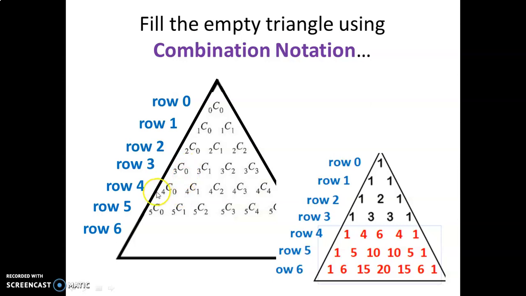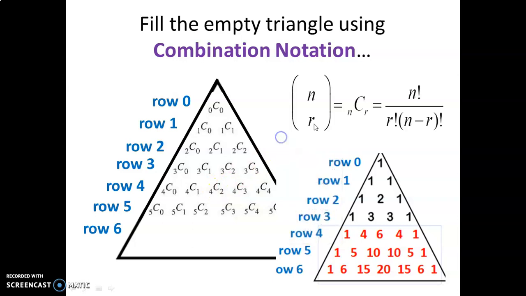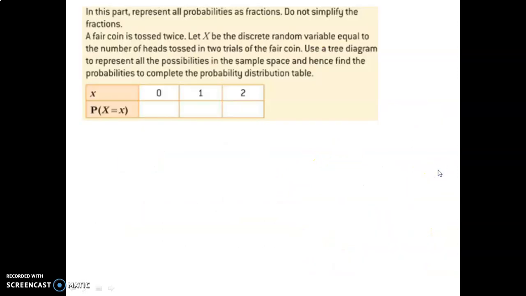So notice, for example, in row 4, all these values have been replaced with these combinations. And this is read like 4 choose 0, or 4 choose 1, 4 choose 2. And the combinations formula looks like this, and that formula produces all these numbers here. Okay, that's what we've seen. So now let's move ahead. Looking at the page of notes where you ended before, let's start here.